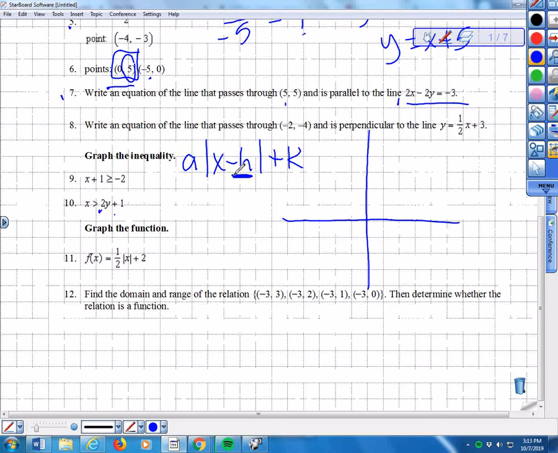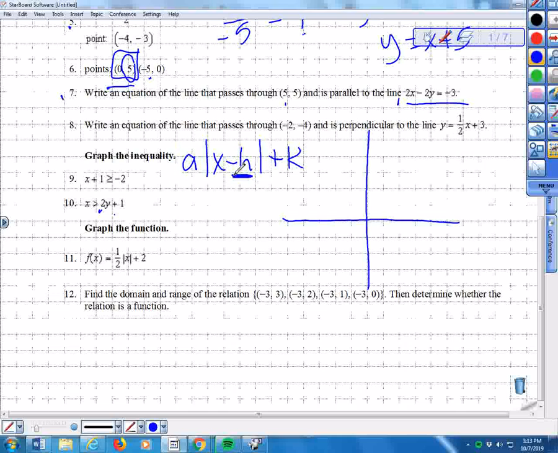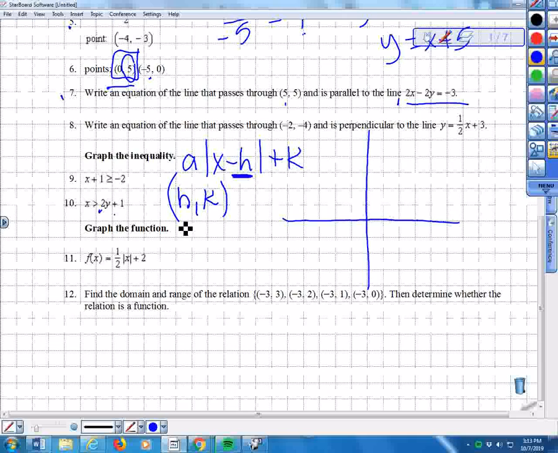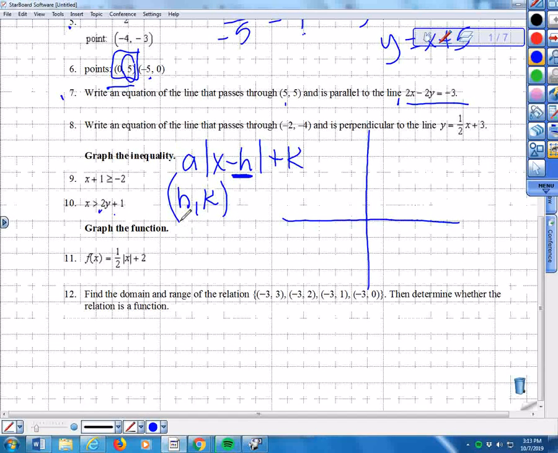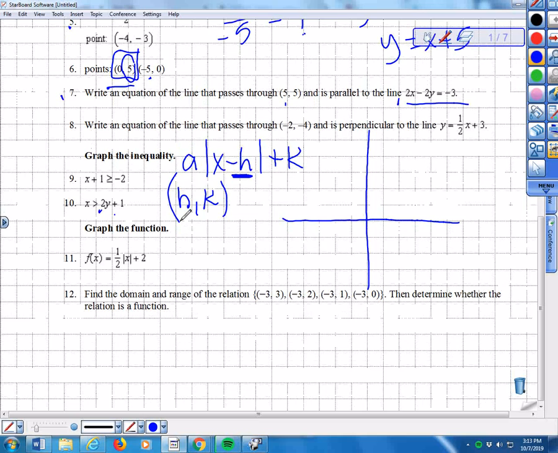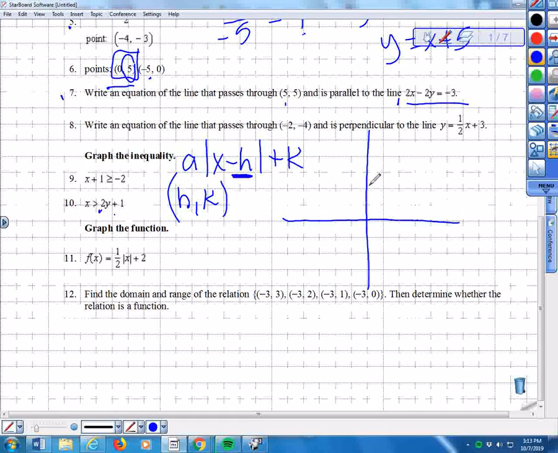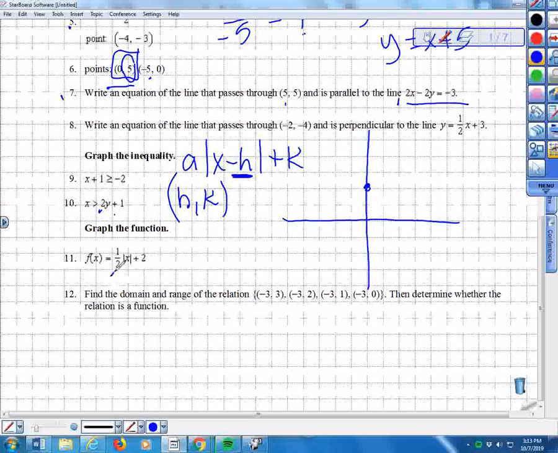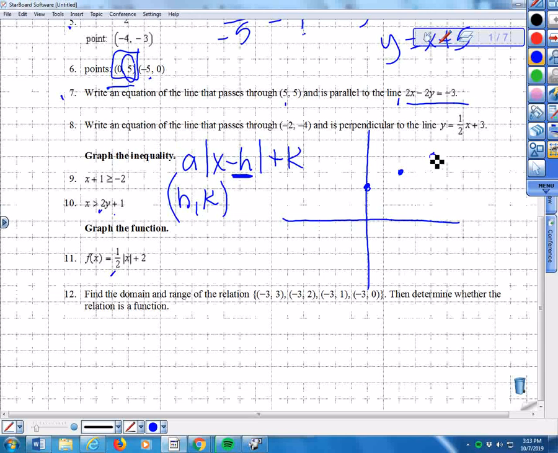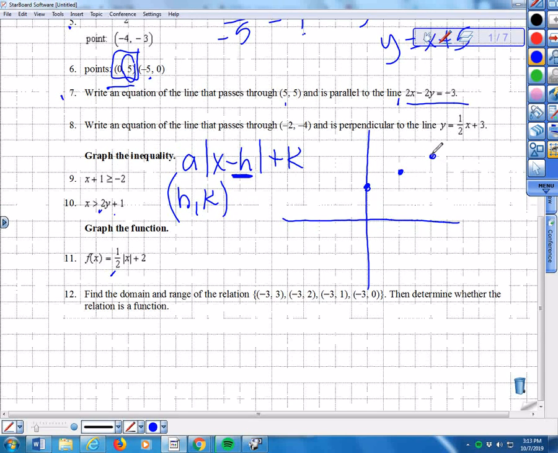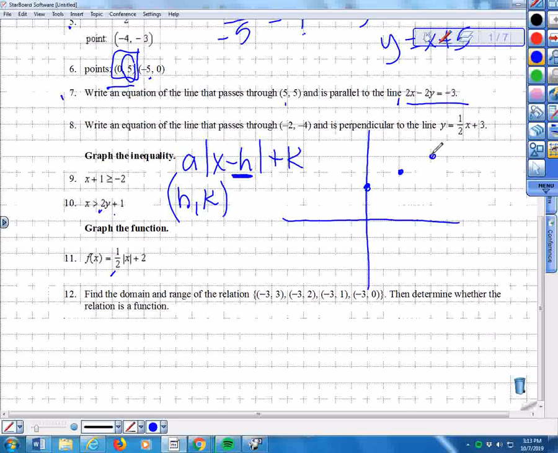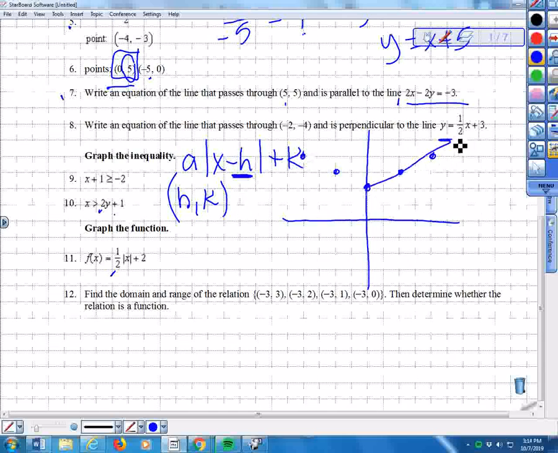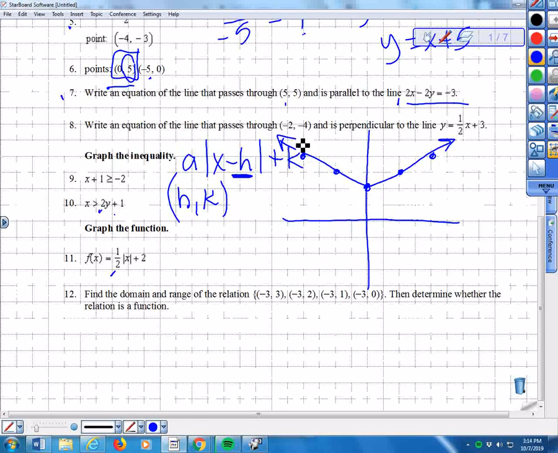So what I can do is identify my vertex from this equation. My vertex is (h, k). Well, what's h here? 0. What's k? 2. So there's my vertex. This tells me the slope of my line, so I'm going to go up 1 over 2. That gives me the right side. My V now just mirrors that across the y-axis. And now I can draw it. There's my absolute value for this function.